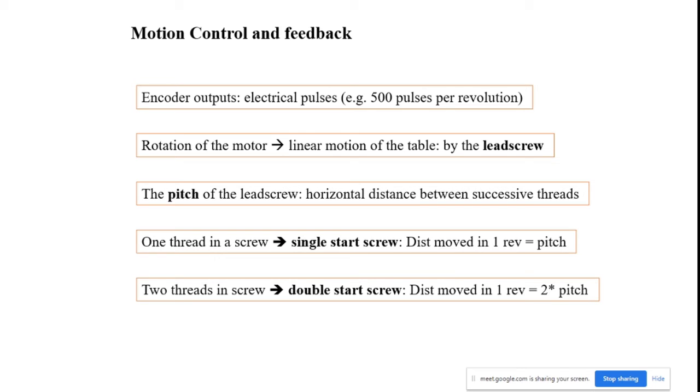First one is encoder output, which is an important parameter. Encoder output can be detected with the photovoltaic sensor. From this we can get electrical pulses. For example, 500 pulses per revolution means one rotation is completed with 500 pulses. From these electrical pulses, we can tell how much rotation it took. Likewise, I can collect the feedback information from the spindle.